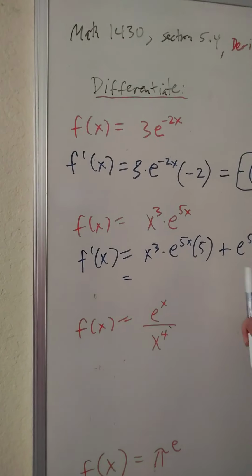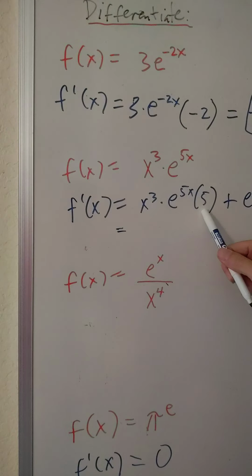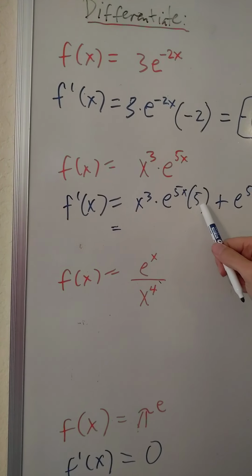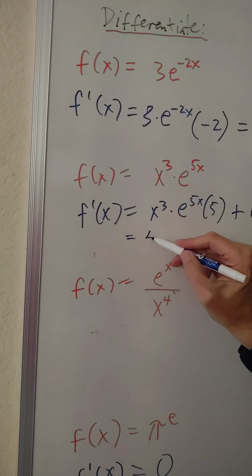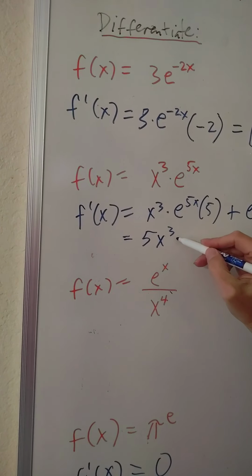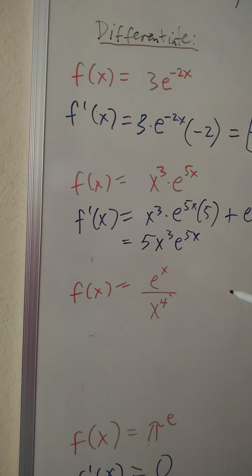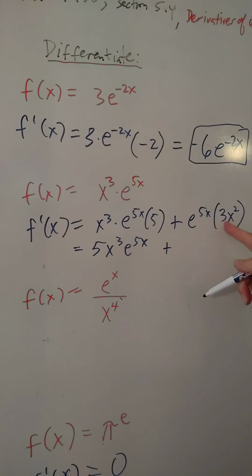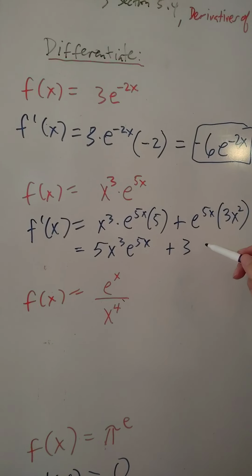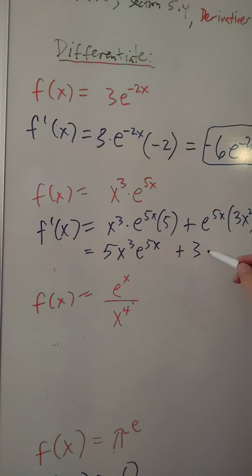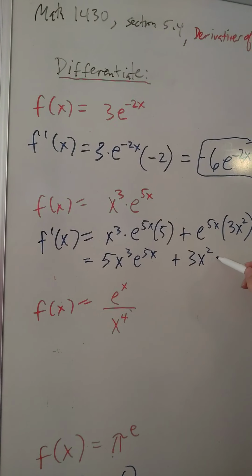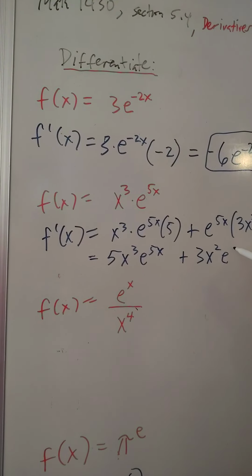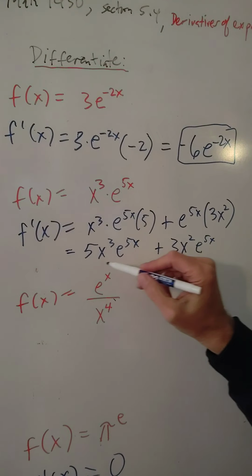That's going to equal, put the number in front, the constant factor. So it looks better if you write it like this: 5x cubed e to the 5x. That's the first term simplified. Plus, and then put this number in front. To be consistent, I'll write the x's and then the e like I did before, but that doesn't matter so much. So 3x squared e to the 5x.